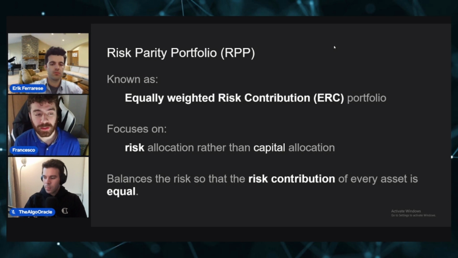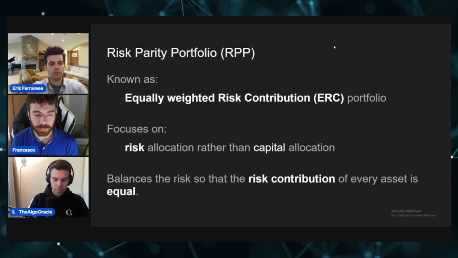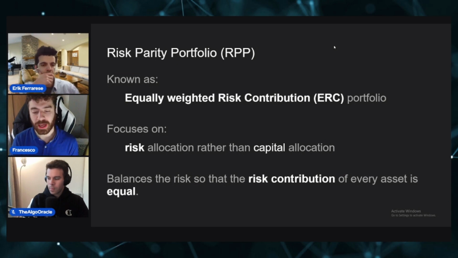So the aim of this portfolio is to actually have each different asset contribute the same to the risk, to the volatility of the entire portfolio. So they are equally weighted, so that each asset has the same risk and volatility.